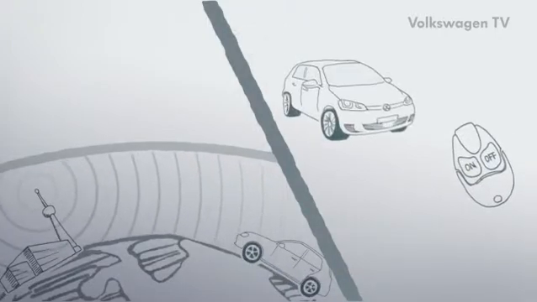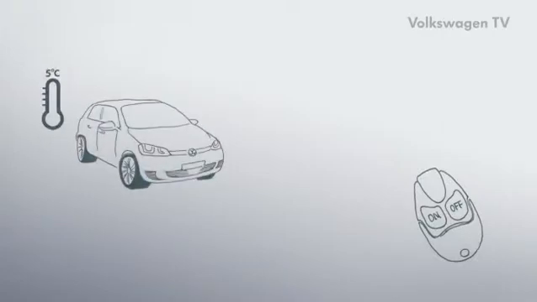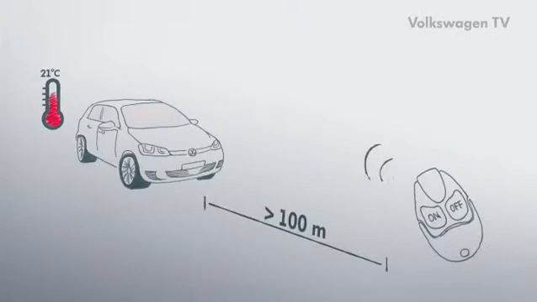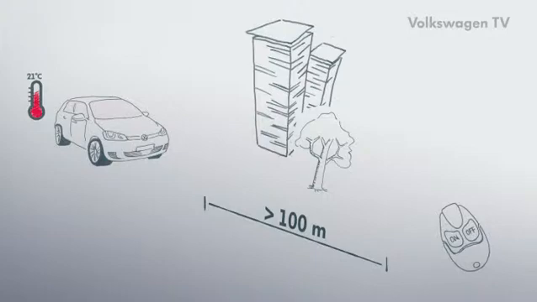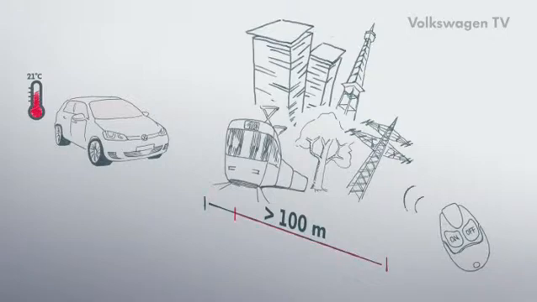The range of each transmitter is limited. Among other factors, it depends on the transmitting power. For example, a remote control for an auxiliary heater has a range of more than 100 meters on open terrain. Possible interfering factors include buildings and trees, radio towers and transmitting devices, trams or power lines. These interferences reduce the range of the auxiliary heater's remote control.